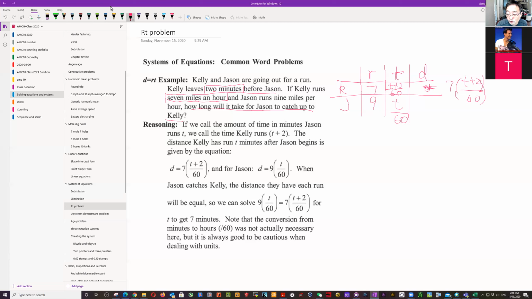And down here is 9 t over 60. Those will be equal because they are covering the same distance, so you can form an equation here. So it's not necessarily an equation system, because if you don't assume D, you just have one equation. Sometimes it doesn't have to be an equation system. You should be prepared to use as many variables as you can, but if it comes up as not an equation system, it's still fine.